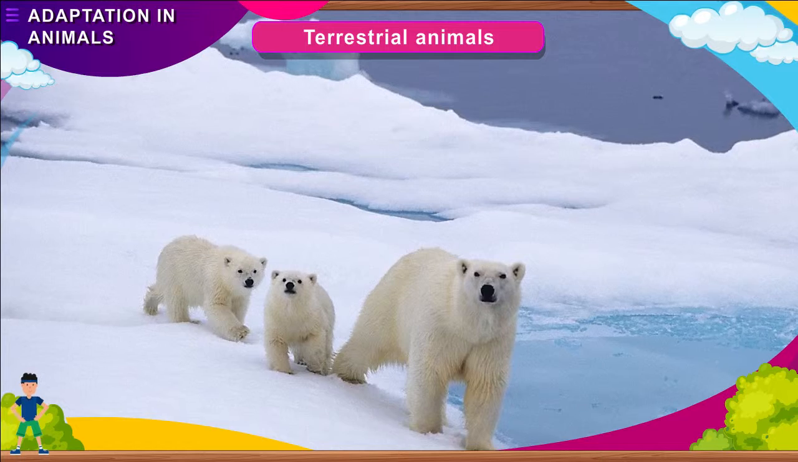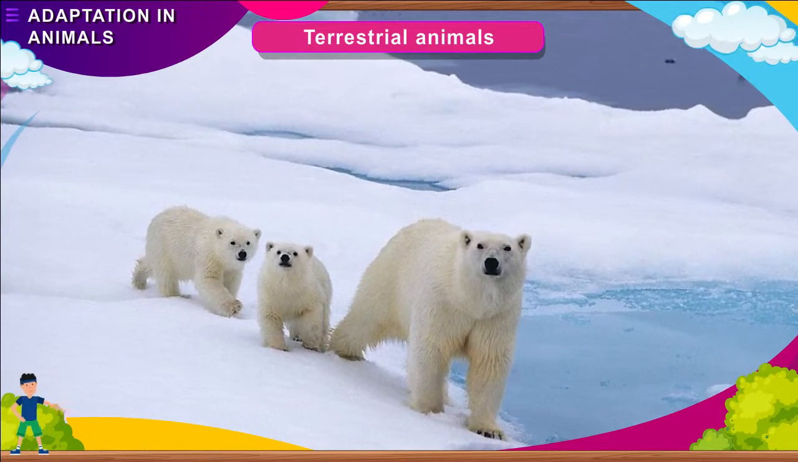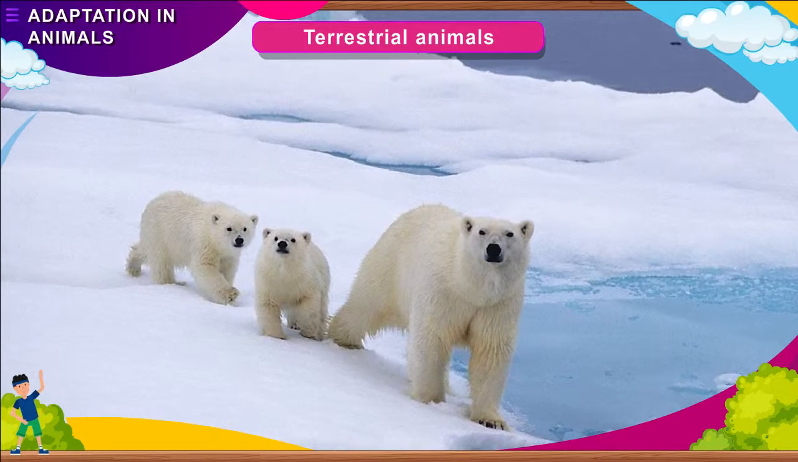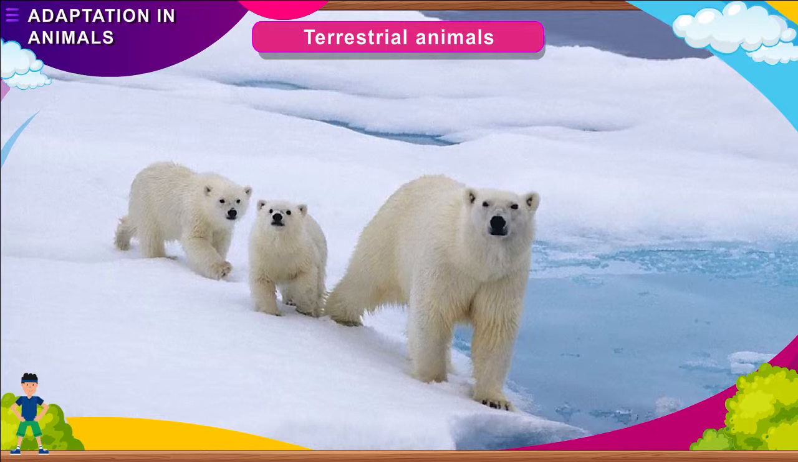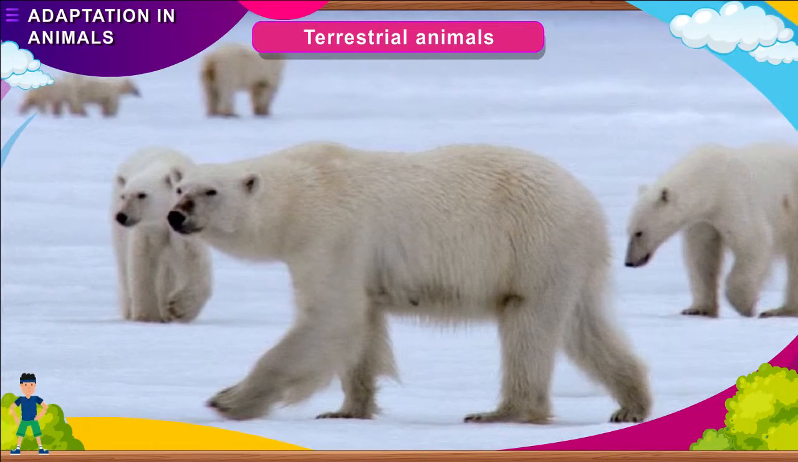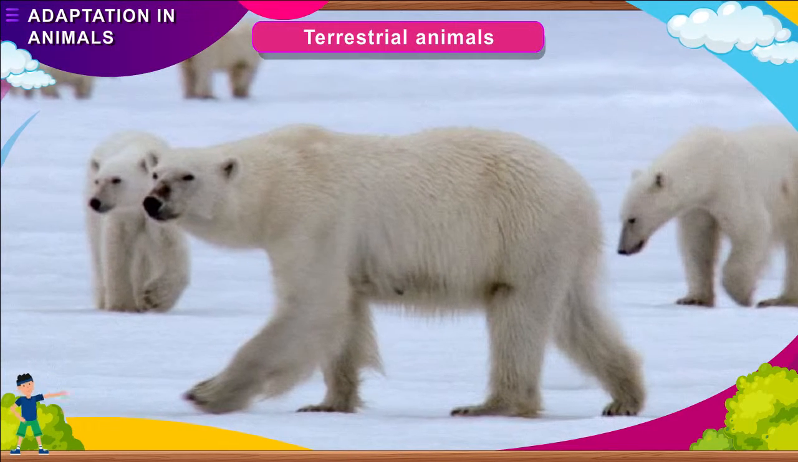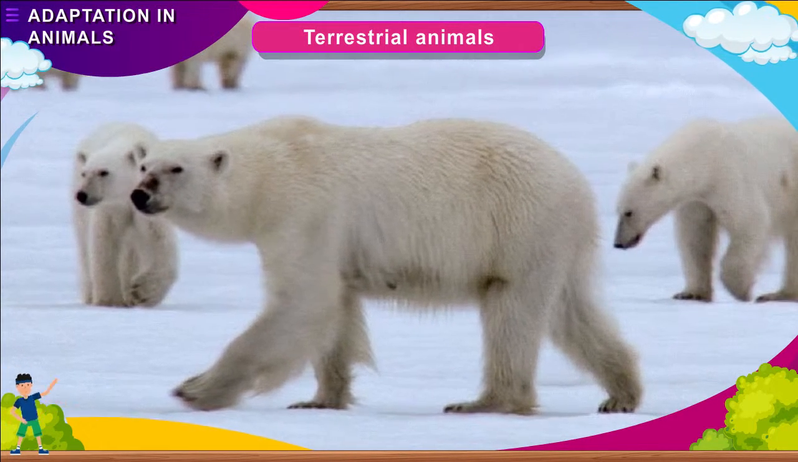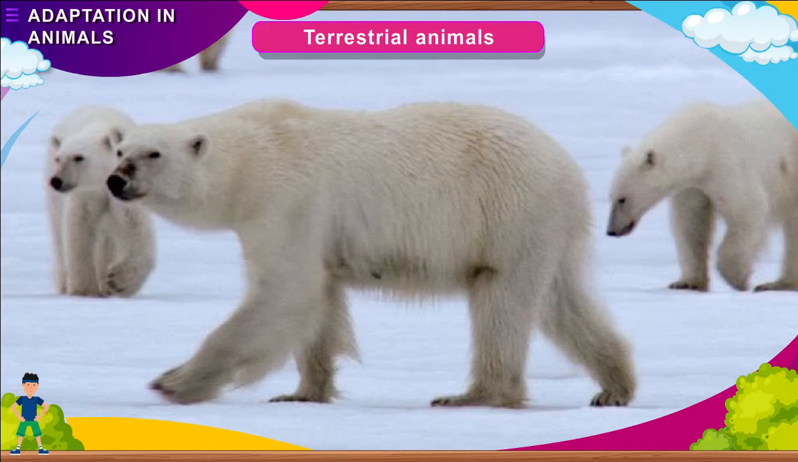Polar bears live in the ice-bound habitat. They have a thick fur and a layer of fat under their skin to keep them warm and to survive the cold. Their hair is hollow, which helps them to trap heat. The white color also makes them less visible against the white background. This helps them to approach their food without being noticed.